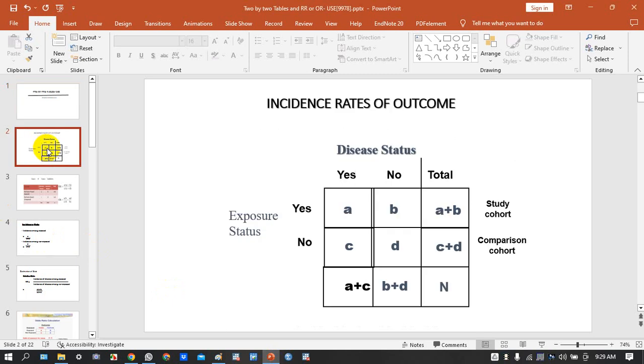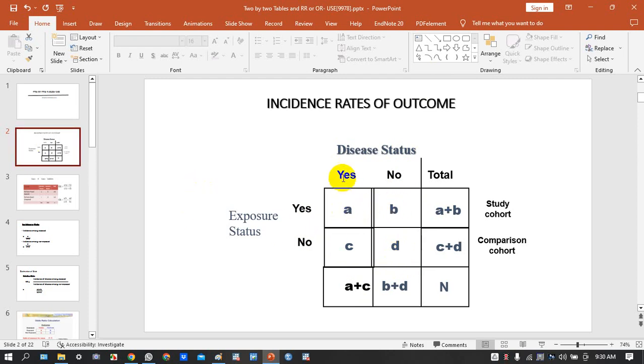So, incidence rates of outcome. You are all familiar with this table. That is the 2 by 2 table. We say 2 by 2 because we have one box here, one box here, another box here, another box here. So the rows are this row and this another row, and the columns are this one column and this another column. So it's a 2 by 2 table: 2 columns, 2 rows.